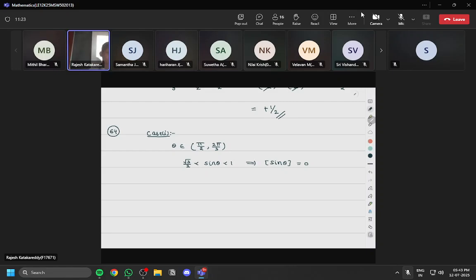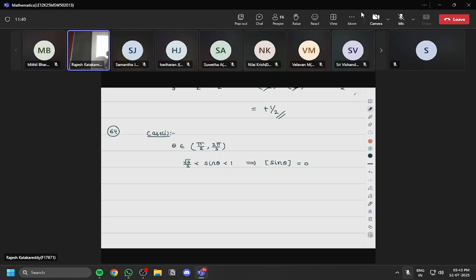This much only. Now what about cos theta? In this interval, cos pi by 2 is 0. Cos is still decreasing, clear? Cos is decreasing starting from 0 till pi. At pi only it reaches the minimum.